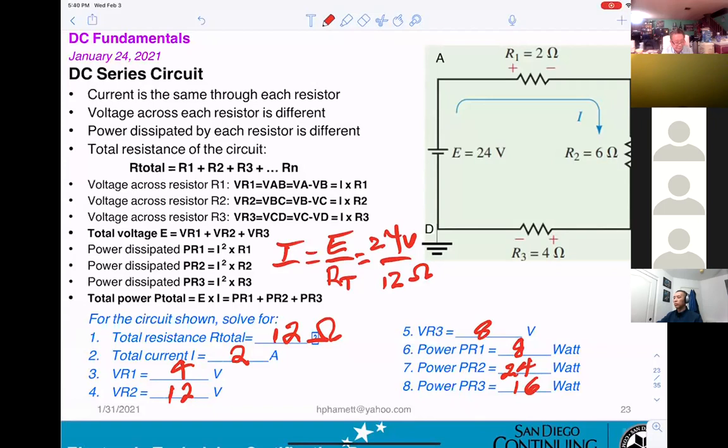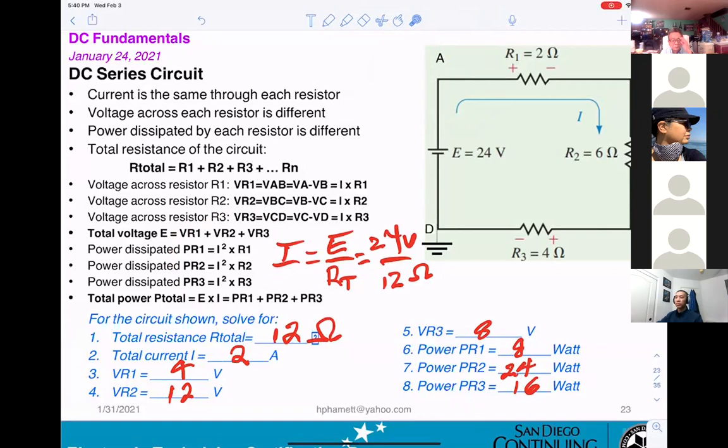Basically, we were already given one of the formulas here. You see the formula here. Whatever you want to calculate, substitute the values into the formula.